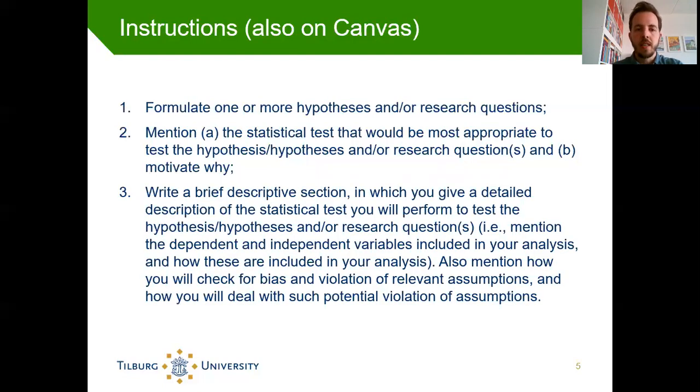And then finally, you'll write a brief descriptive section for each case, in which you really go more into details, saying what you would actually do if you would carry out this analysis. So there would be, for instance, mentioning the dependent variable and the independent variables, how you include those in your analysis in SPSS, how you'll look at violations of your assumptions in SPSS, those kind of things. So all this is also specified on Canvas. So if you just follow the steps, then you'll be able to do this for each of those 3 cases.